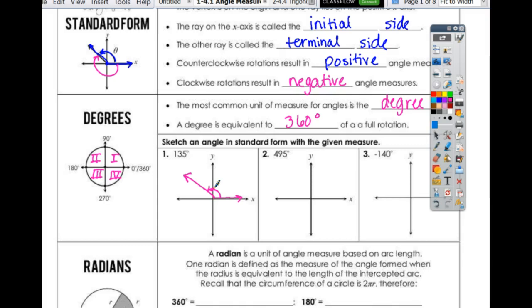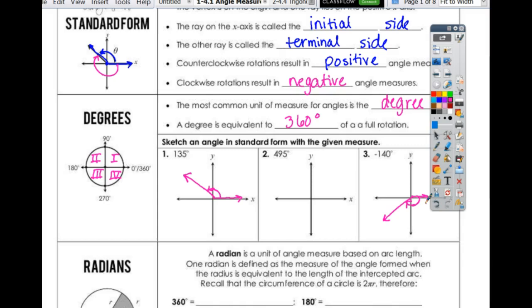So minus 140. First of all, this time I have to go the other way. This way is positive, this way is negative. So if I start here and I go here, that's 90. Do I want to go past this one? No, because that's minus 180. So I'm just going to go here. And that's the minus 140. Right there. So does that make sense? These two make sense now?